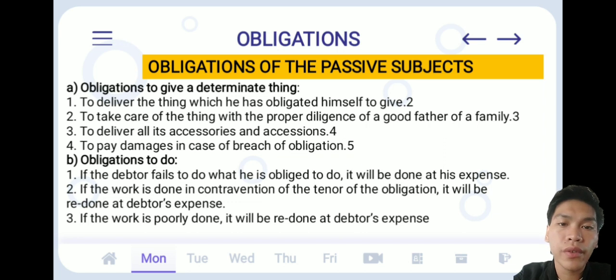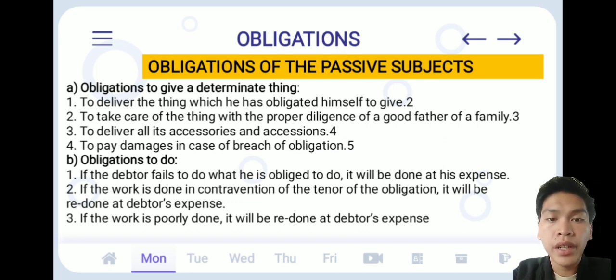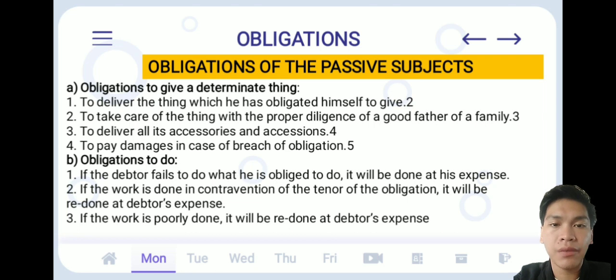For the obligations to do, if the debtor fails to do what he is obliged to do, it will be done at his expense. So it's more on the penalty if the debtor will not do their part or responsibility in the business or in the partnership. The second one is if the work is done in contravention of the obligation, it will be redone at the debtor's expense. The third one is if the work is poorly done, it will be redone at the debtor's expense. So this area tackles what happens if the debtor does not do the responsibility: the tendency is that he or she will have an expense or penalty.